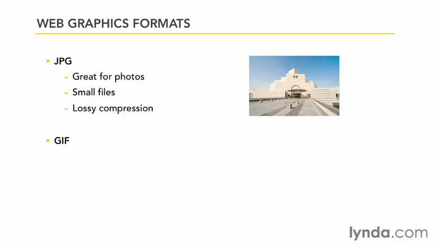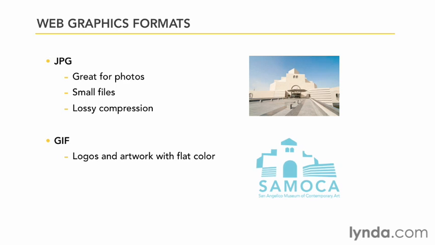GIF, or sometimes pronounced as GIF, are used for areas of flat color and logos. So you can see this logo over here is straight blue. So this is going to be a much smaller and crisper logo as a GIF as opposed to a JPEG. They also support basic animation and have limited transparency support. Although the transparency support isn't ideal since it's only 1-bit transparency.